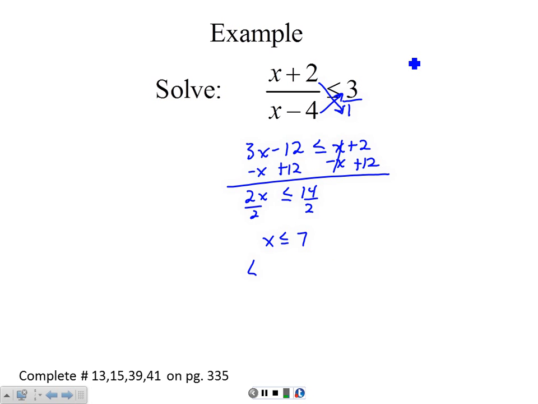You can put it on a number line if you want to. It is going to be equal to, and x has to be less than, so it's going to go this way. So your solution is going to be from negative infinity to 7.